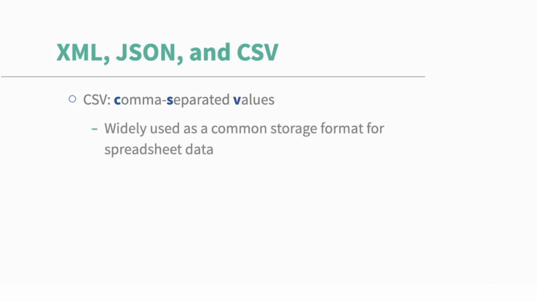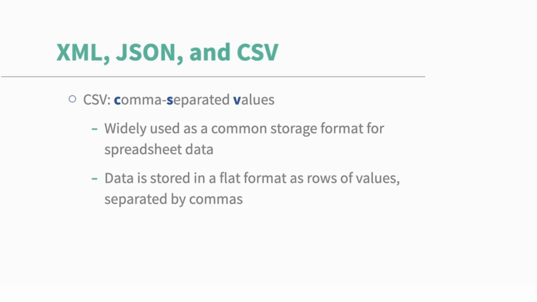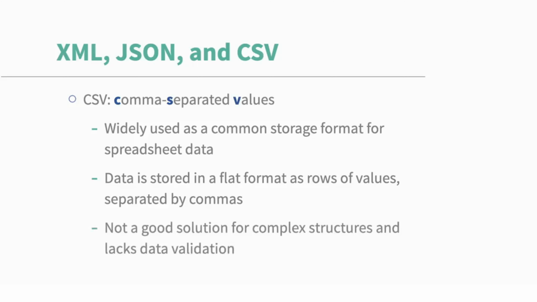CSV stands for comma-separated values. It's also a very commonly used data format, usually employed to represent data from a spreadsheet or a traditional row and column database. CSV is not hierarchical like XML or JSON. It's represented as a flat format of rows of data divided into columns by a separator character, which is usually a comma, but it doesn't have to be. It's a great way to represent tabular data, but it's not a good solution for hierarchical data, and it lacks the validation capabilities that XML has, which we will see later in the course.